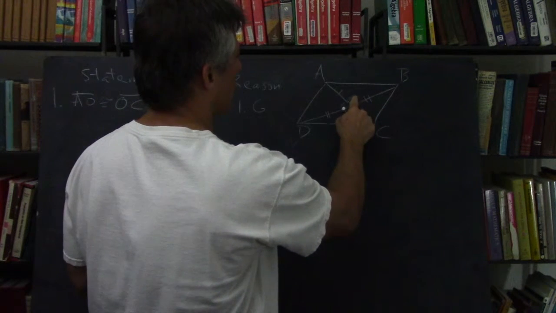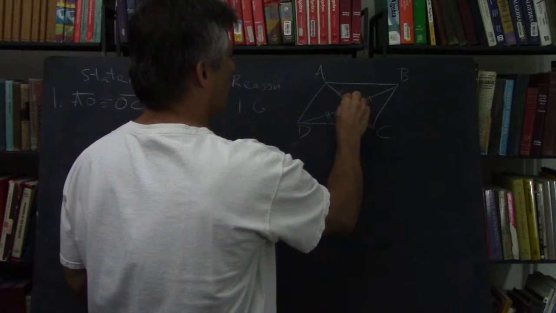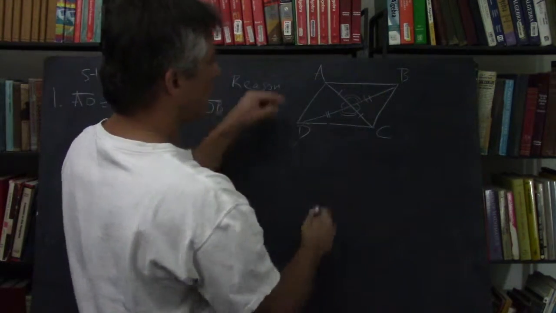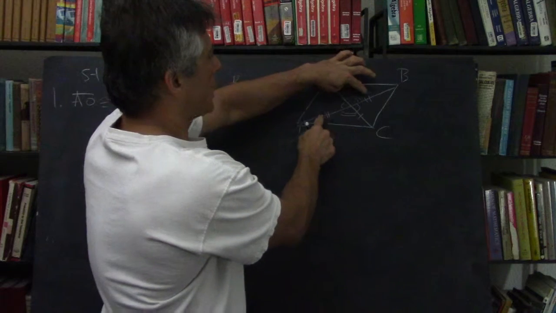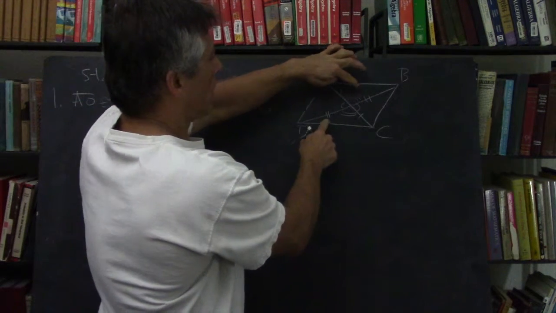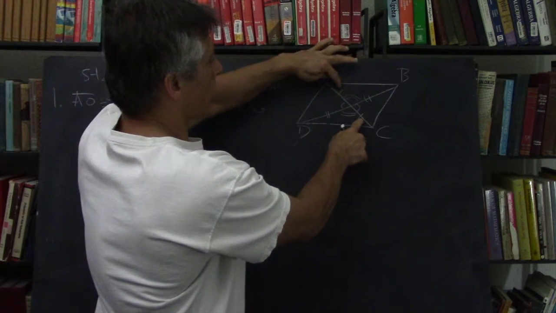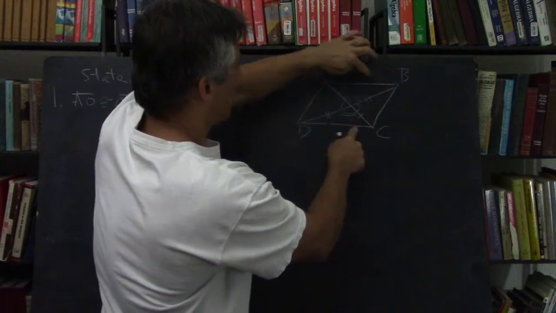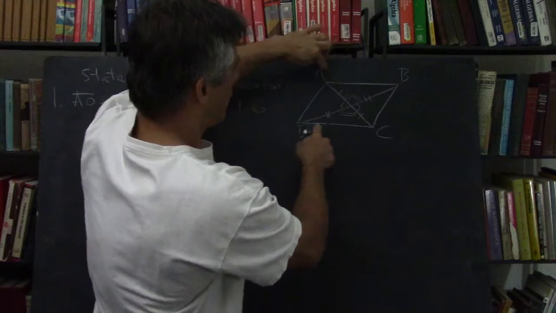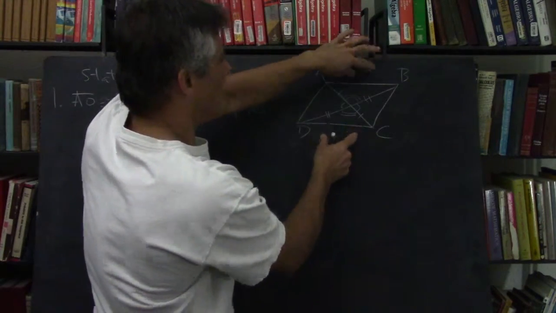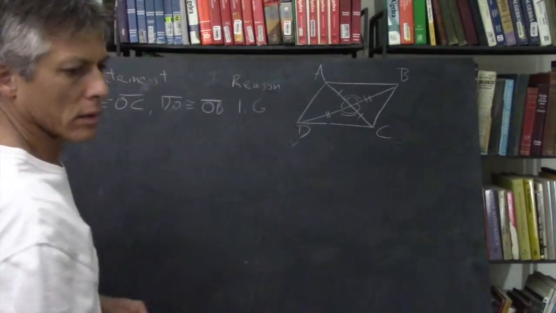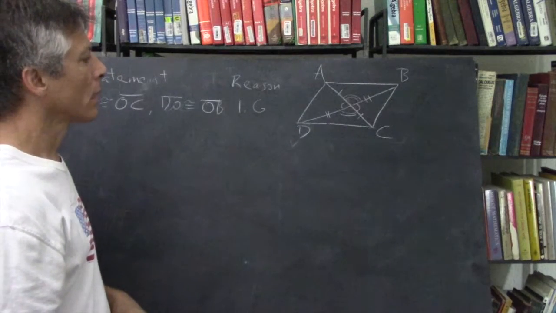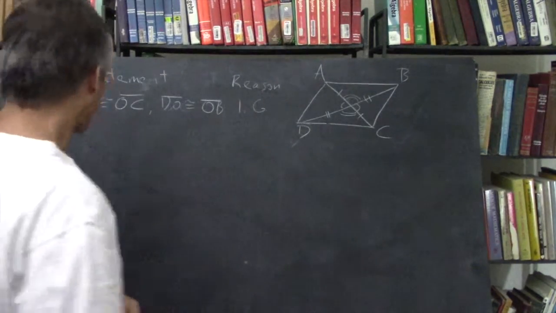On the other hand, these are also vertical angles. So by side, angle, side, a pair of sides, a pair of angles, a pair of sides, these triangles are congruent, top and bottom, and so this is equal to this by CPCTC. So then by theorem 5.4, it's a parallelogram. Okay, so let's work that out.